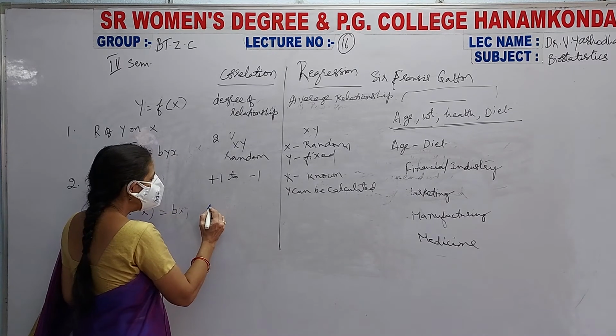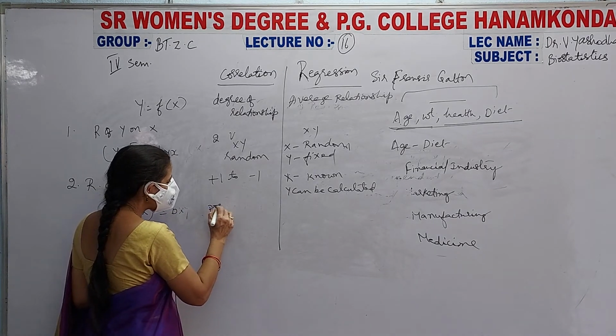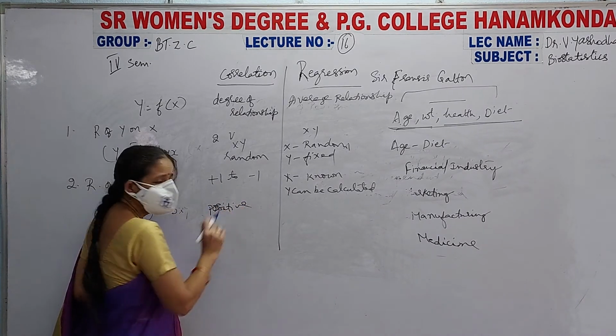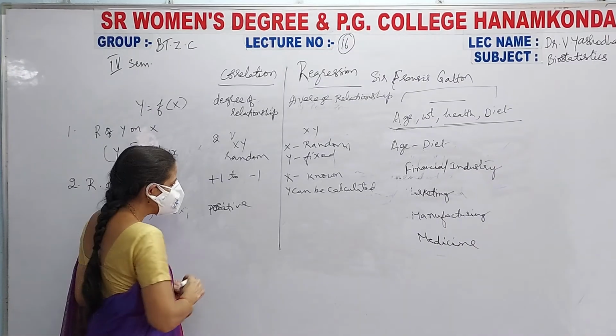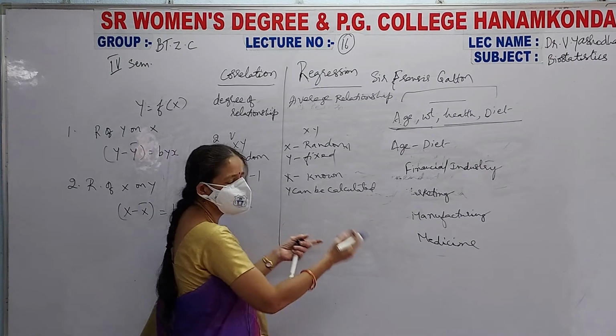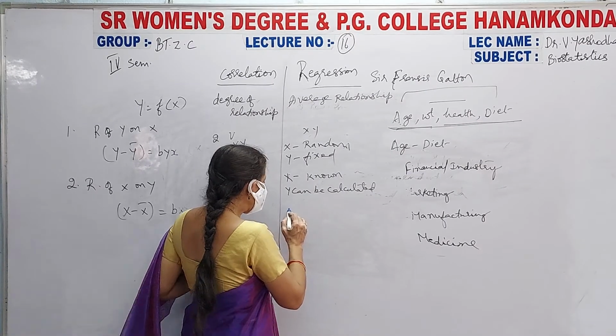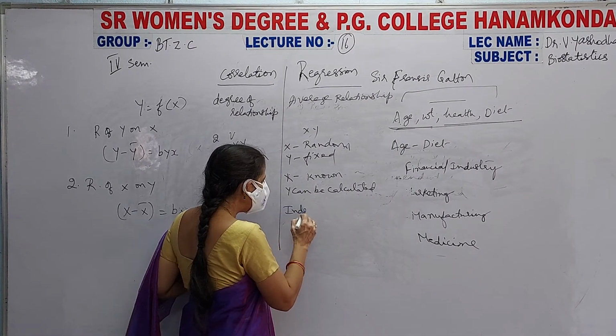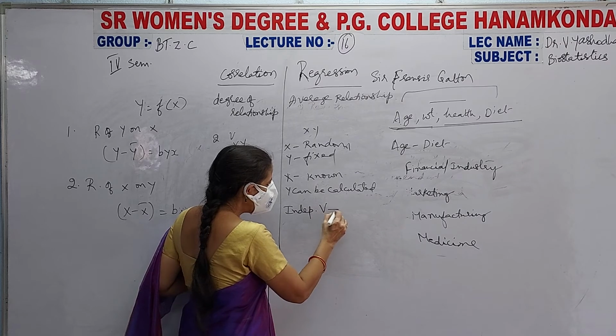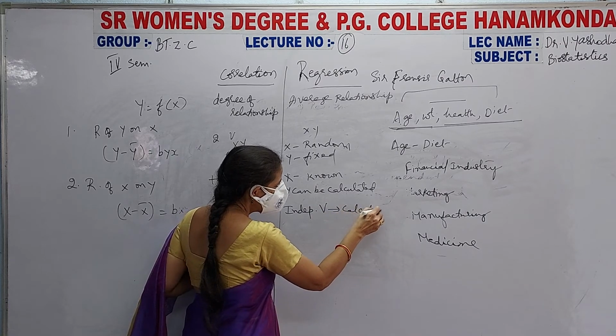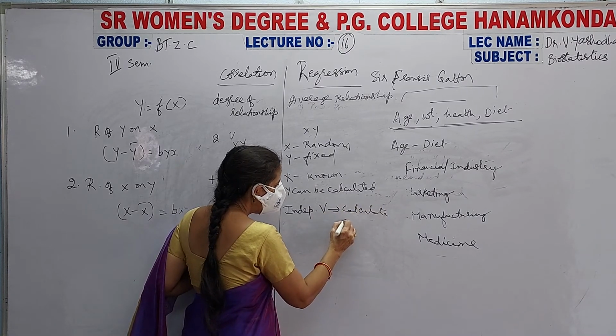Now see here, it is mostly positive. It is mostly positive. It is not neither positive nor negative. If one independent variable is there, you can calculate dependent variable.